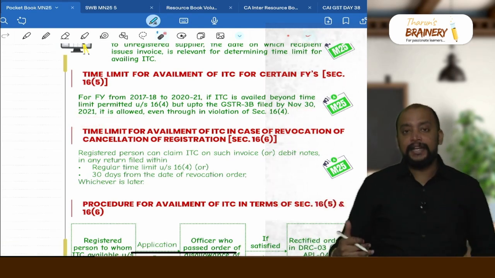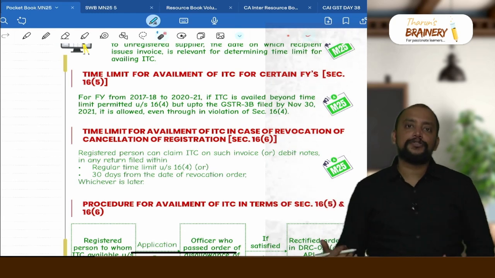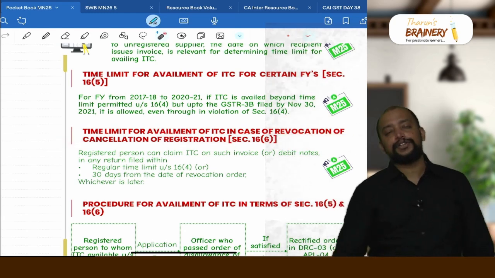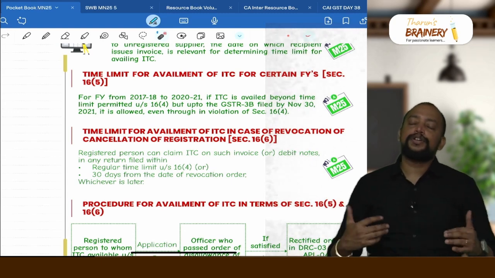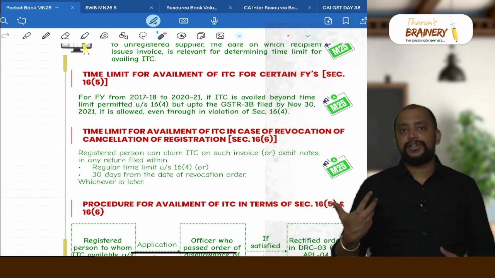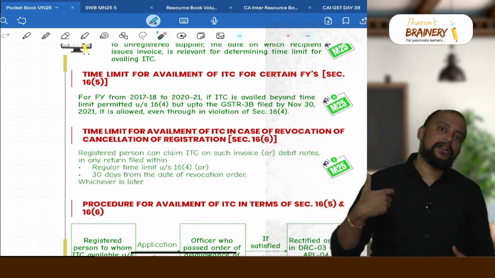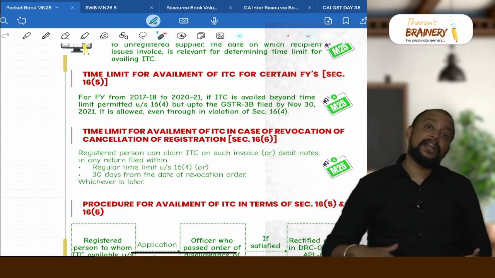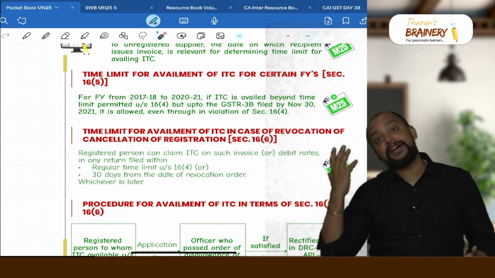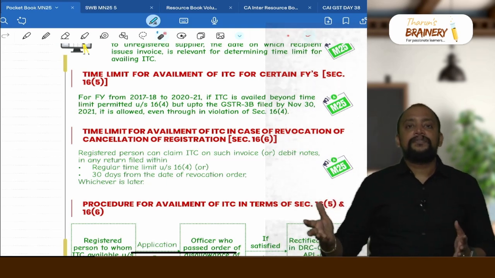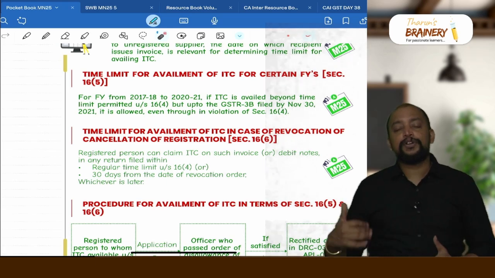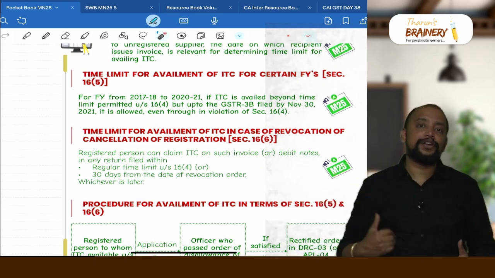Then one more amendment was also made in the Finance Act, that is time limit for availment of ITC in case of revocation of cancellation of registration. So it so happens that our registration is cancelled, like we make an application for cancellation or the proper officer initiates cancellation, then we will make a revocation application. Thereafter they pass a revocation order. Now whatever ITCs that we have not taken, can we avail now? Yes, we can avail now, because within 30 days from the revocation order we need to file the returns.